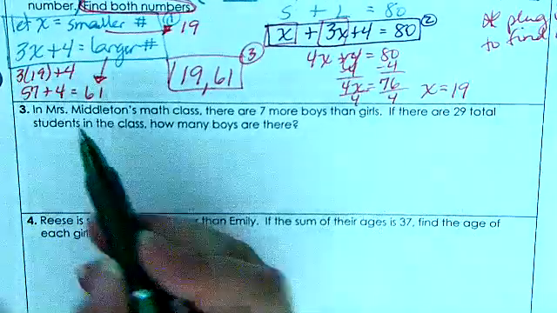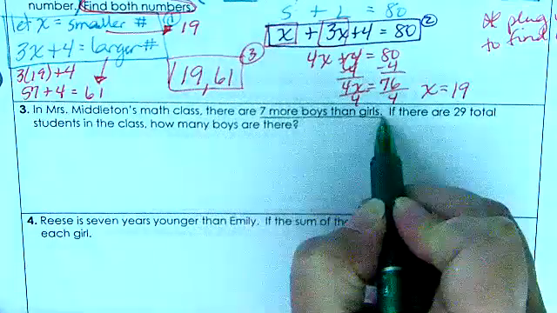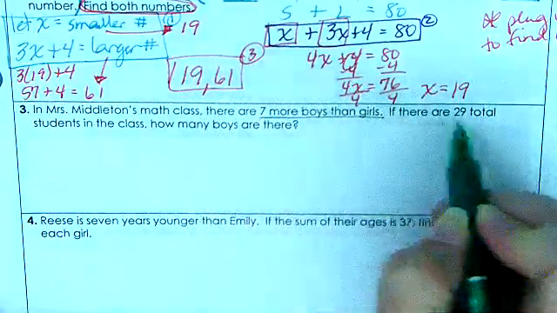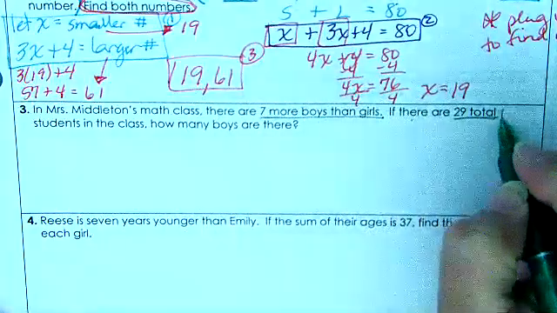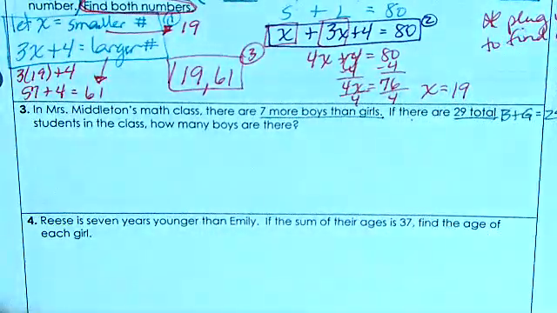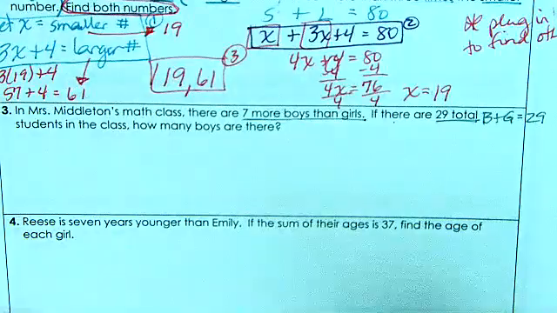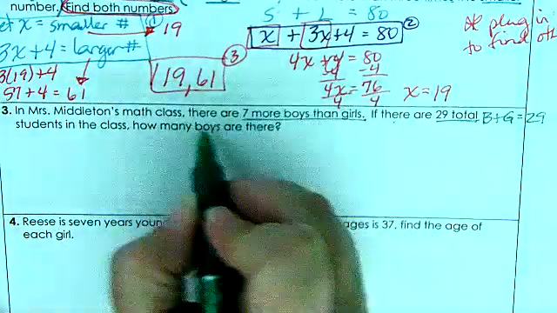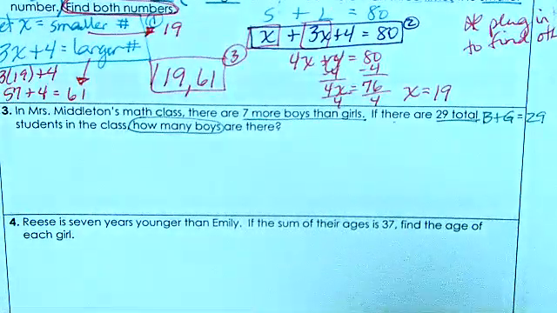In Mrs. Middleton's math class, there are 7 more boys than girls. If there are 29 total, that's going to be boys plus girls equals 29. When it says 29 total, that's boys plus girls equals 29. Students in the class, how many boys are there? So I want to know how many boys there are. Normally your question is what your variable will be, but not necessarily.